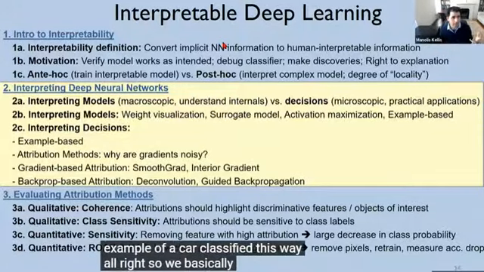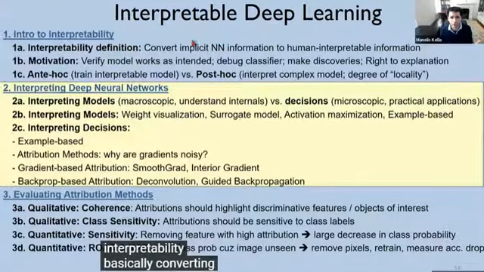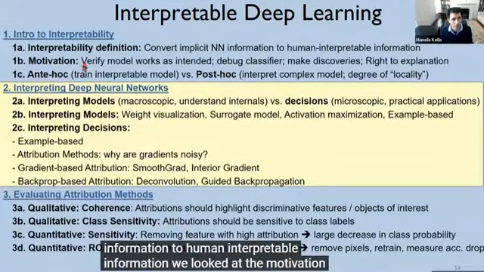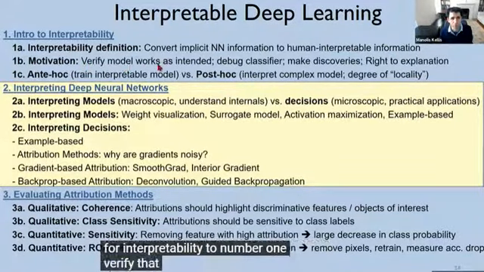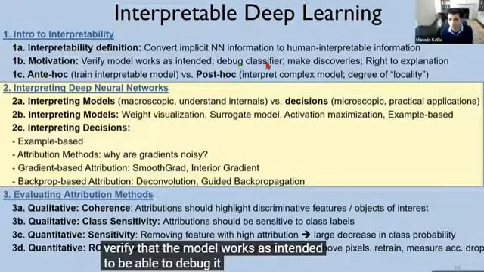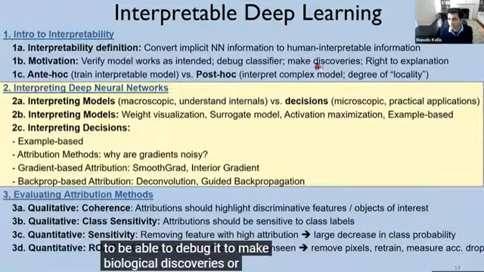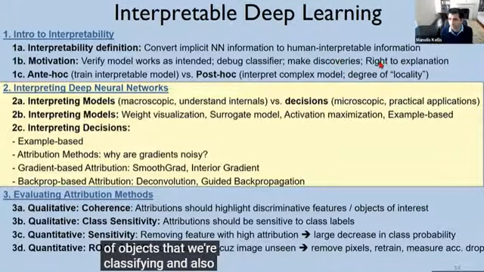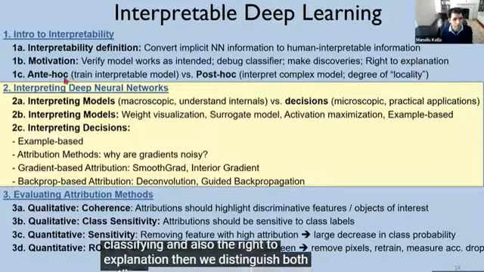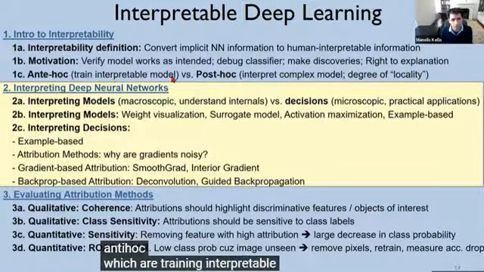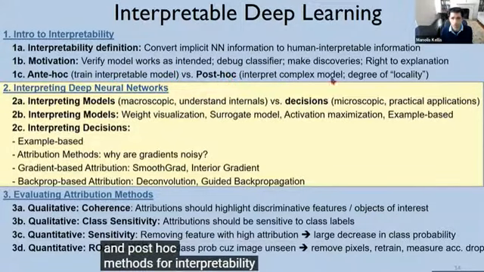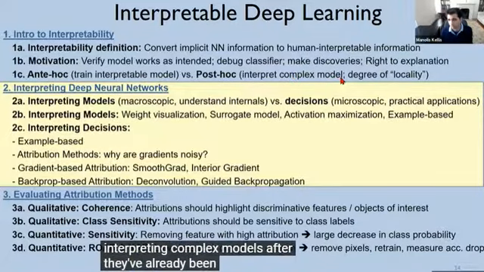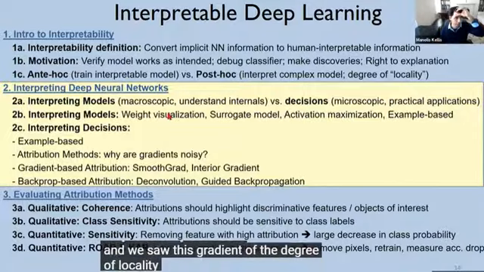All right, so we defined interpretability as converting implicit information to human interpretable information. We looked at the motivation for interpretability: first, to verify that the model works as intended; to be able to debug it; to make biological discoveries or get insights about the particular class of objects that we're classifying; and also the right to explanation. And then we distinguished anti-hoc, which is training interpretable models, and post hoc methods, which focus on interpreting complex models after they've already been built. And we saw this gradient of the degree of locality.